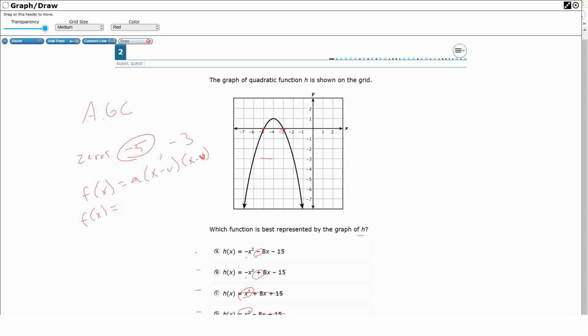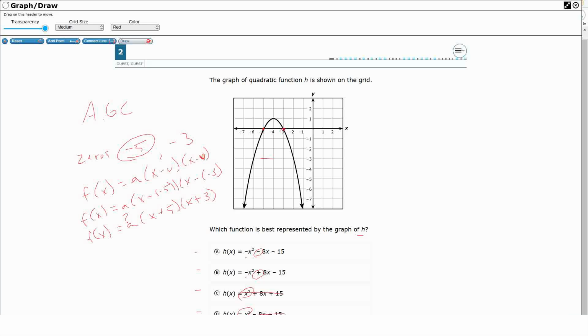F of x equals a times x minus, now I've got to keep that negative in there, so x minus -5, x minus -3, which of course simplifies to just a times x plus 5, x plus 3. Still not sure what my multiplier is going to be. Now, I still have a lot of variables. I'm trying to figure out what this a is. Not sure what that is.